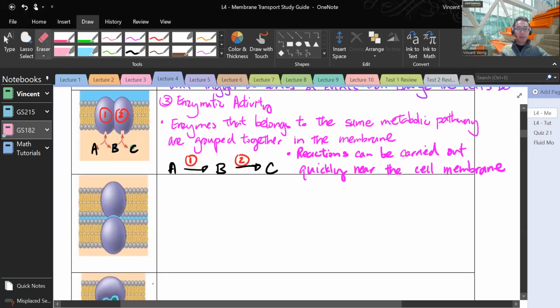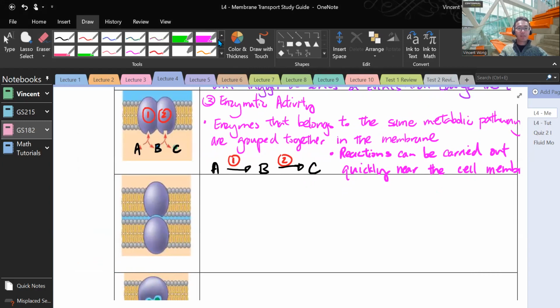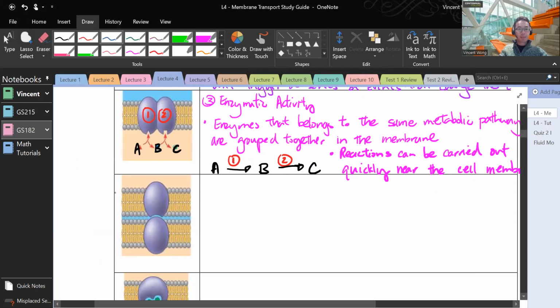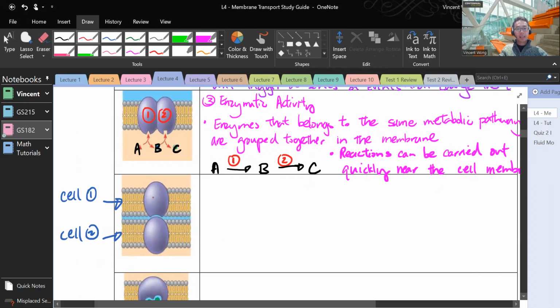Okay, next part right here, we have two cells. Again, not sure if it is obvious, so I'm going to label it for you. This is cell number 1. This is cell number 2. Okay, and this is one membrane protein, and this is another membrane protein. And you can see here, they are stuck to each other. So these proteins help you glue two adjacent cells together.